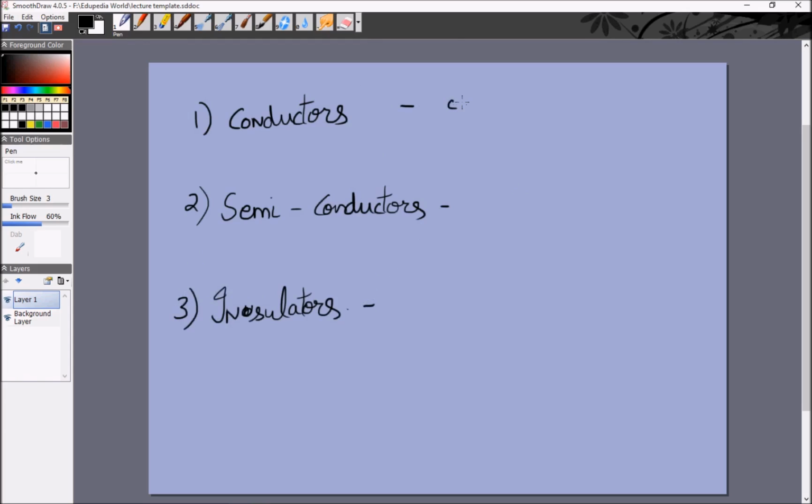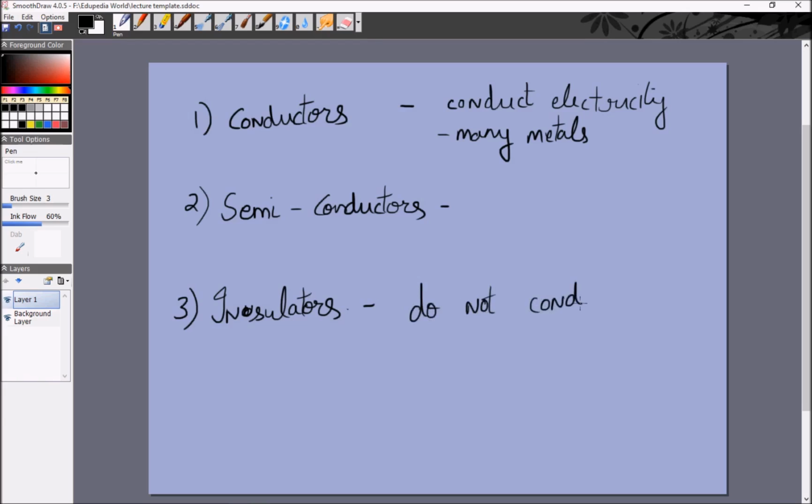Conductors are those which conduct electricity. Many metals conduct electricity very easily, and they are called good conductors. Then there are materials which do not conduct electricity at all. And they are called insulators, or sometimes they are also called dielectrics.